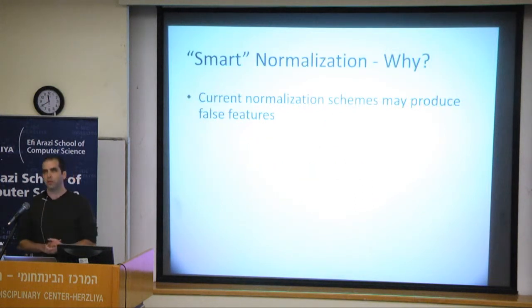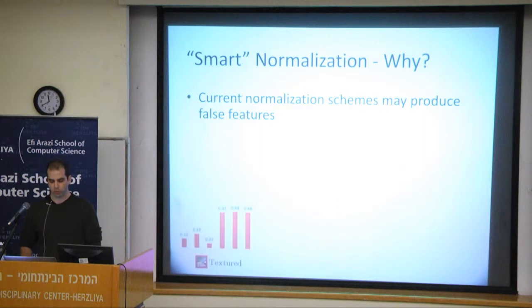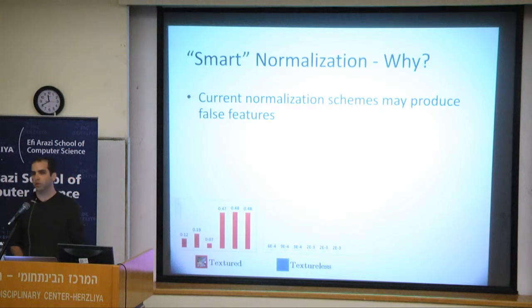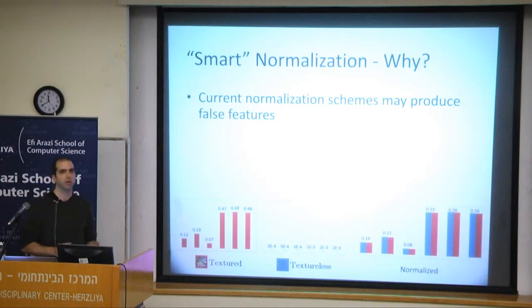The problem with using current normalization schemes is that they may produce false features. And you can see that in the example below. Here you can see a descriptor of a textured patch, which contains information. Here you can see in blue the descriptor of a textureless patch, which contains mostly noise, and the reason for that is because our descriptor is texture-oriented. Surprisingly, after applying L2 normalization to both descriptors, we get the exact same values.